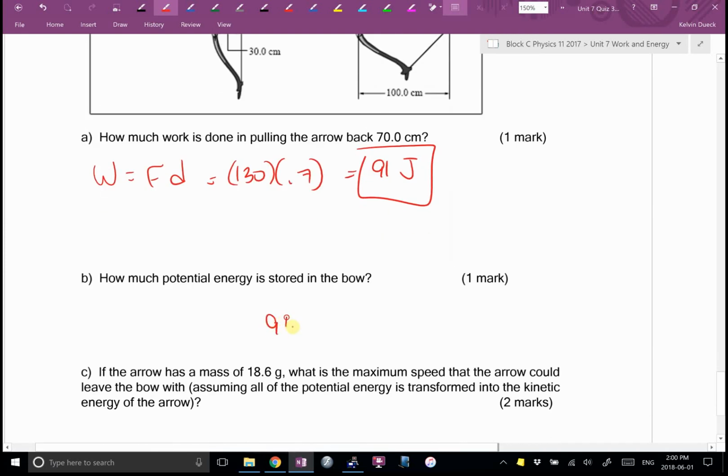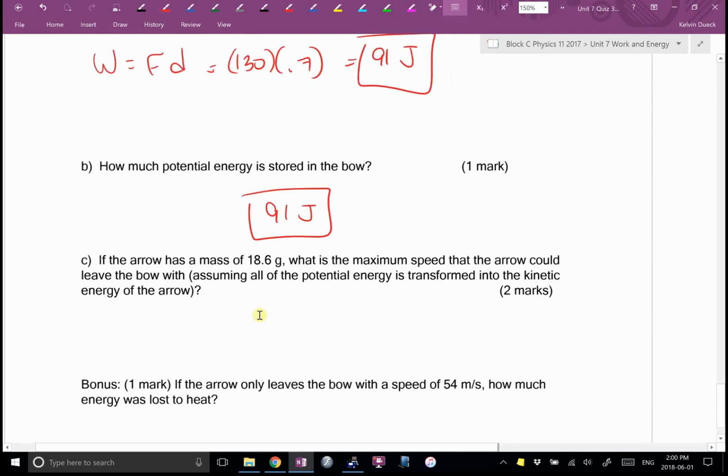Is it 91? That's how much energy you stored. That's how much work was done. If we assume all the potential is transformed into kinetic, I think we can say this: 91 joules equals a half mv squared, because it all got turned into kinetic.